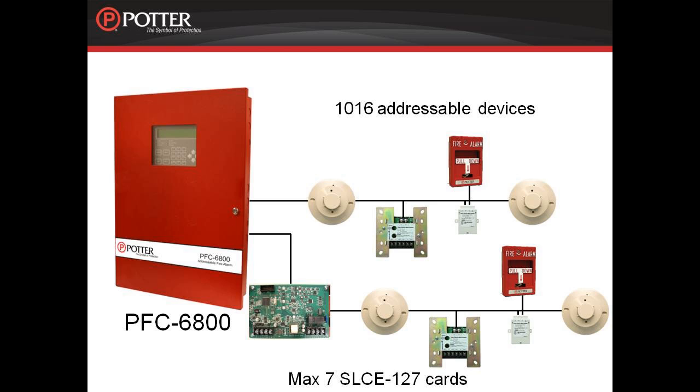Each SLCE 127 provides an additional 127 addressable points. If you were to install all 7 SLCE 127 cards, the system would have a maximum of 1,016 points. Again, any combination of detectors and modules. For detailed information on wiring and programming the SLCE 127, please refer to the recorded module on P-Link devices.